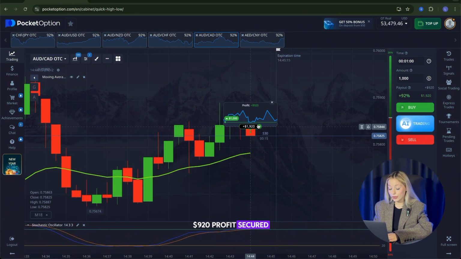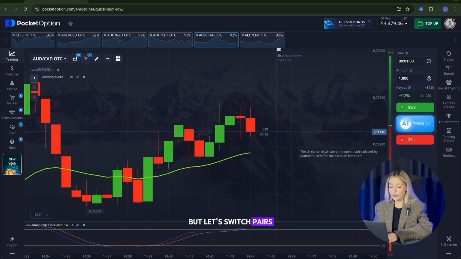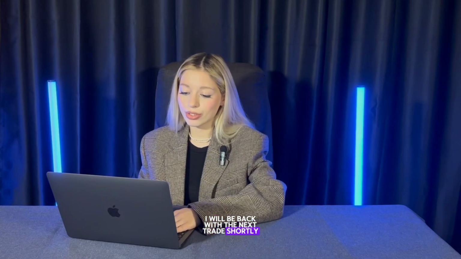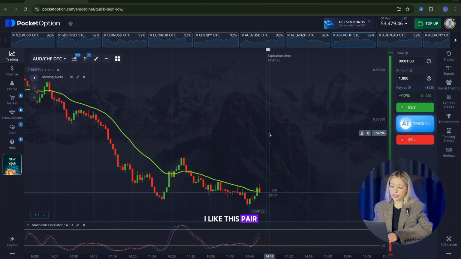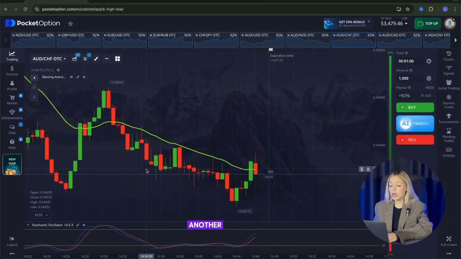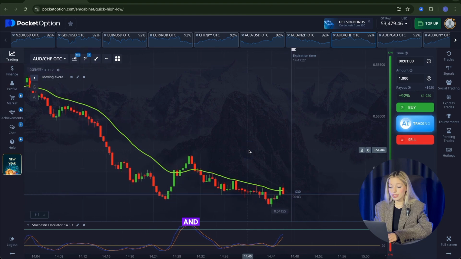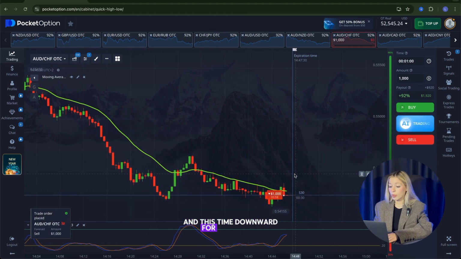$920 profit secured, but let's switch pairs for better opportunity. I will be back with the next trade shortly. I like this pair. Let me show you why. Another $1,000 trade, and this time downward for 1 minute.